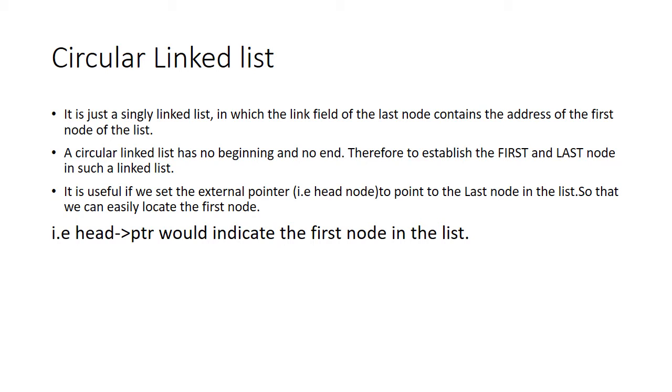But let us do a little bit of modification for this one. Instead of making the pointer field of the last node null, we will store the address of the first node in the pointer field of the last node. Then it will become a circle. That is, the link field of the last node contains the address of the first node of the list.